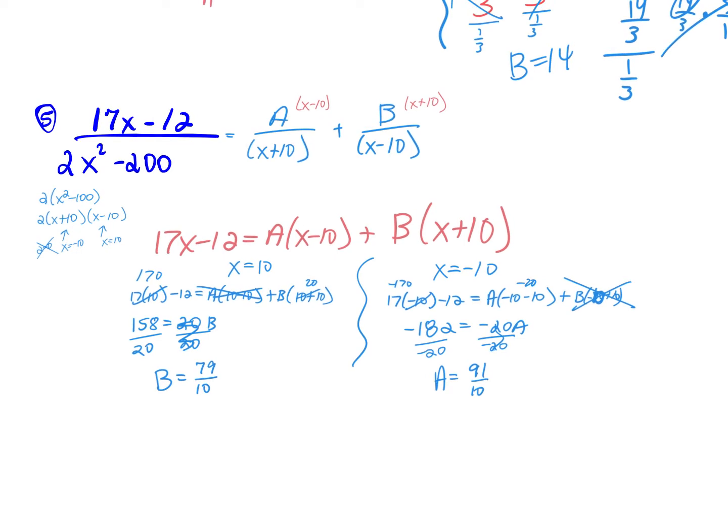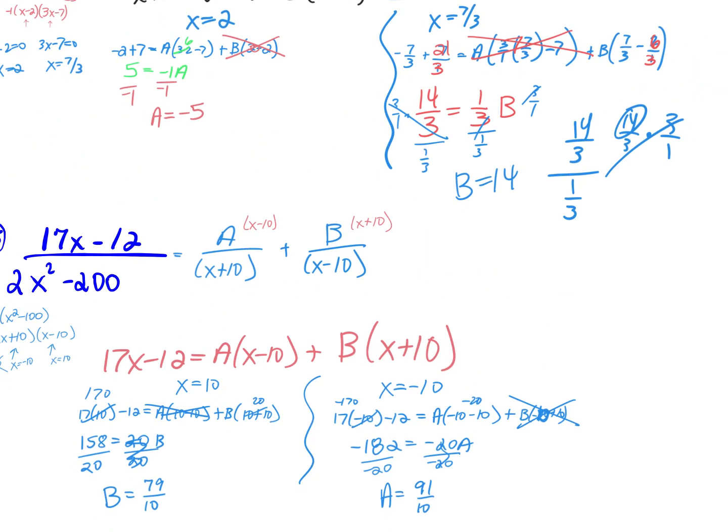Yeah, 91. Okay. All right, so now what do we do with our A and our B? You plug them back in. You're going to replace A with 91 over 10, and you're going to replace B with 79 over 10. So I'm going to have 91 over 10 over x plus 10. And then I have 79 over 10 over x minus 10.